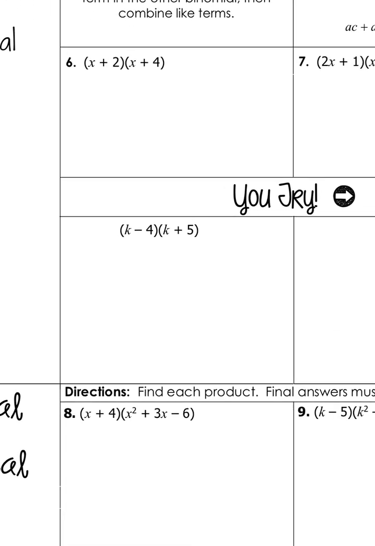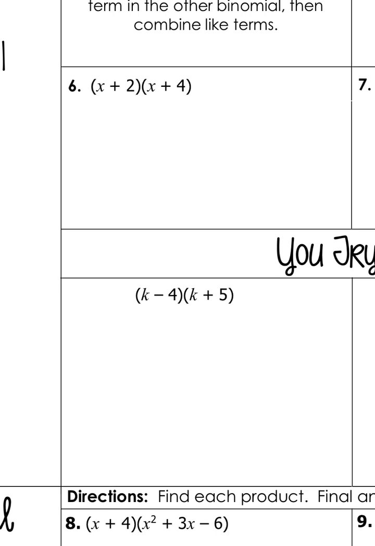Okay. And then we have binomials. So binomials is just a double distribution. So I'm going to do x times x, which is x to the first times x to the first. We add those, get x squared. We're going to do x times positive 4, which is going to be plus 4x. And then I have to distribute this plus 2. I'm going to do plus 2 times x, and that's going to give me 2x. Then I'm going to take the plus 2 times the plus 4, and that's going to give me 8.